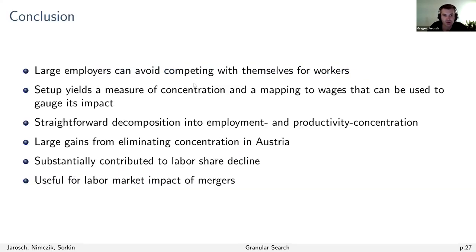Here's my conclusion. Again, the basic notion is that these big shops can avoid competition across the various jobs they control. That gives them market power. We show you how to measure concentration, how that maps to wages. The setup allows us to distinguish between these two different forms that people have thought about quite a bit: employment concentration and pure productivity concentration. And the way I think about these quantitative exercises is that they suggest that this type of market power is a potentially forceful tool of rent extraction for employers. So I'll leave it at that. Thanks a lot.